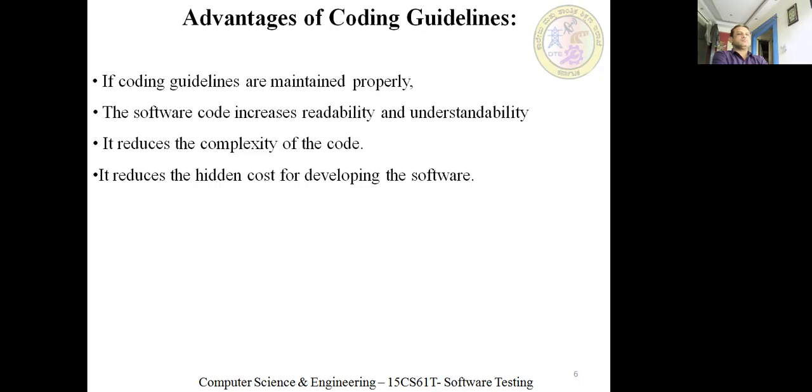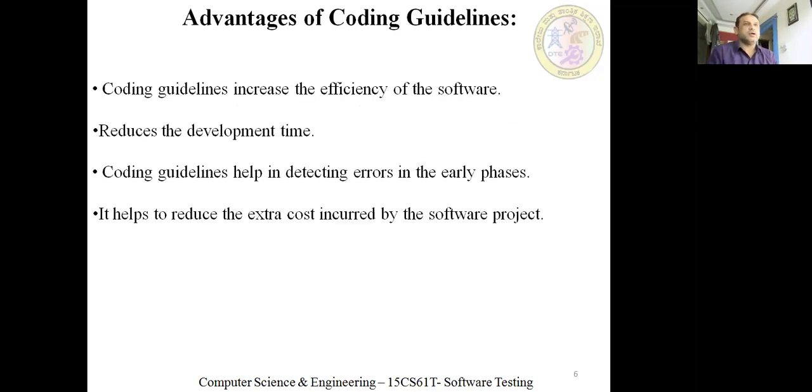If coding guidelines are maintained properly, the software code increases readability and understandability. It reduces the complexity of the code. It reduces the hidden cost for developing the software. So these are some of the advantages of coding guidelines.